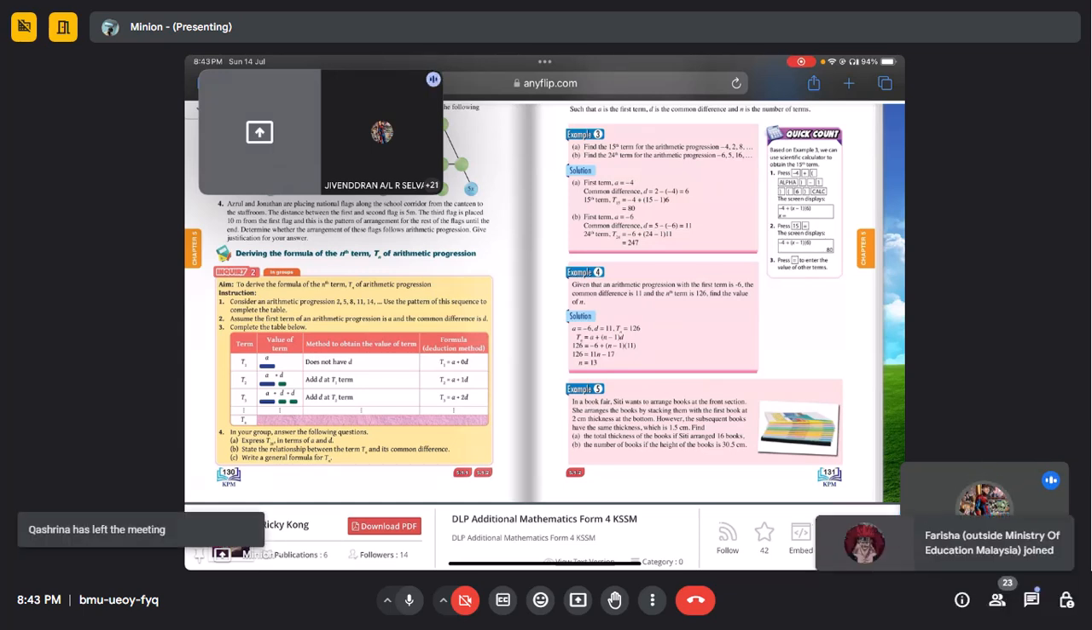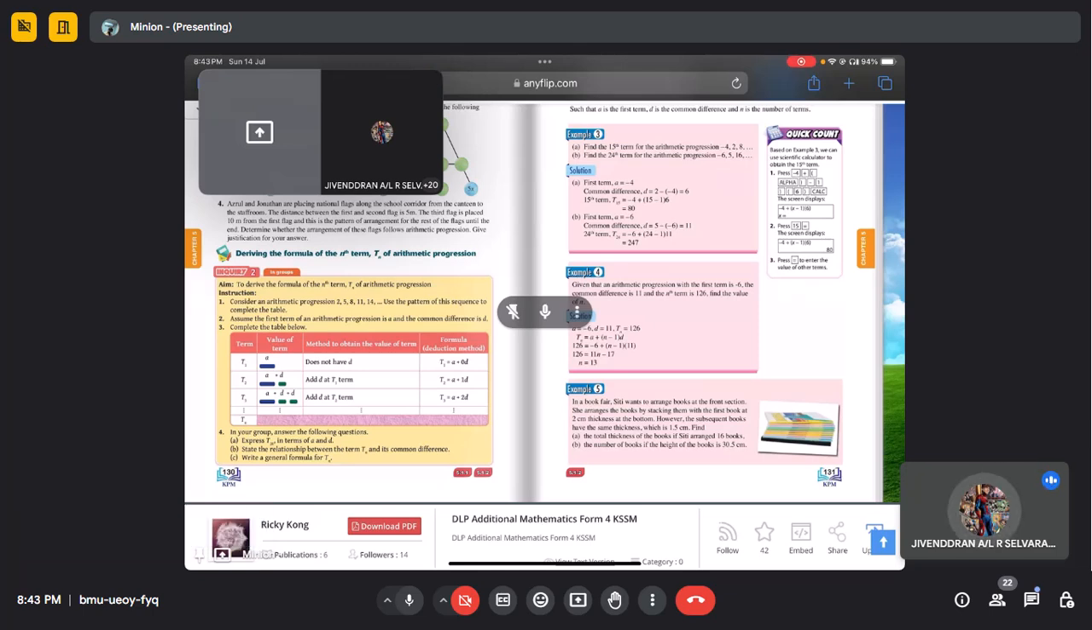Okay, so that means they're asking for the total thickness of the books. That means 16 is the n. And then the a here is 2 because they said the first book is 2, and then they said the subsequent books have the same thickness, which is 1.5 cm. That means the common difference is 1.5 cm.